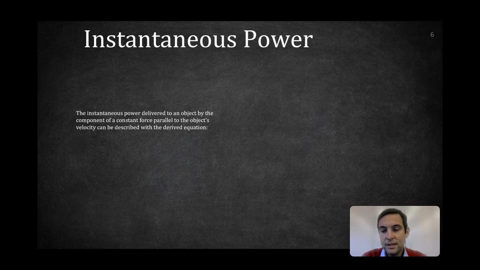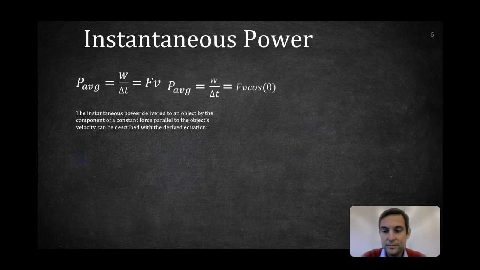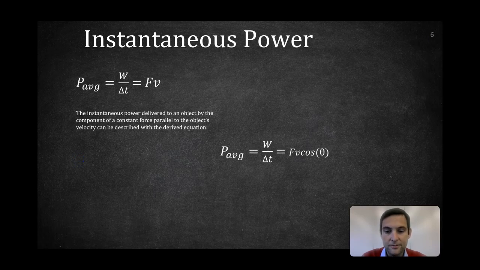Instantaneous power is delivered to an object by the component of a constant force that's parallel to the object's velocity. And you can use this derived equation, F V times cosine of that angle. We can also use calculus here if we are dealing with AP Physics C. The derivative of work with respect to time would give us power.